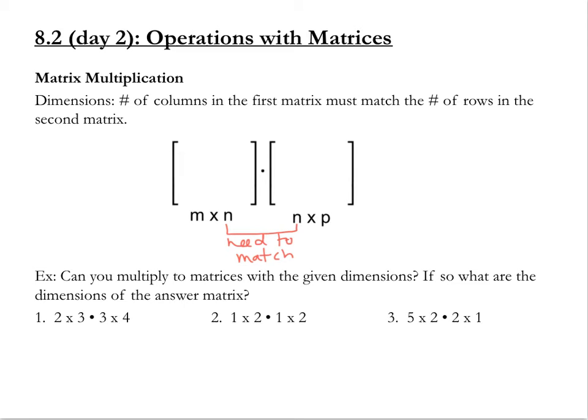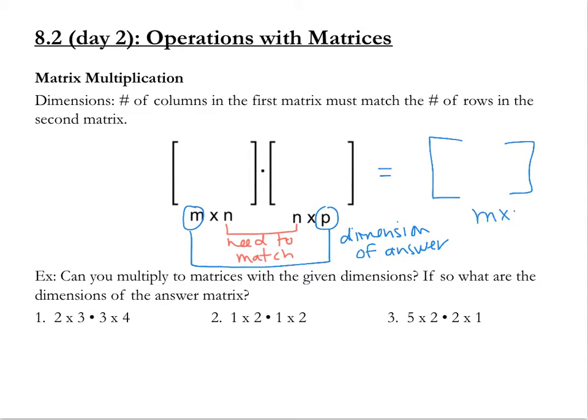Those need to match. And then the outside numbers are actually going to tell you the size of the answer. That'll be the dimension of the answer. So in this particular example, the answer is going to end up being m by p sized. So the first thing we're looking at is just deciding if we can multiply given just the dimensions, and if so, what size the answer would be.